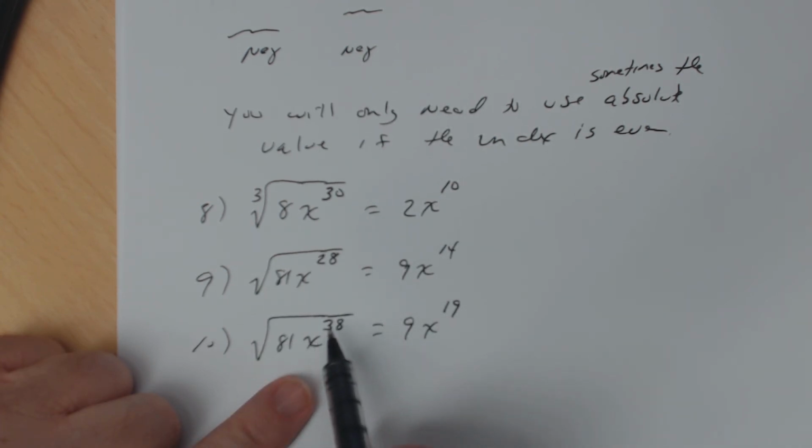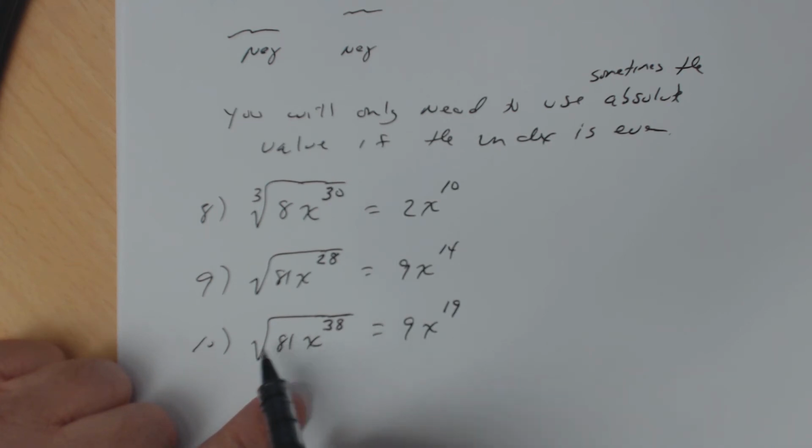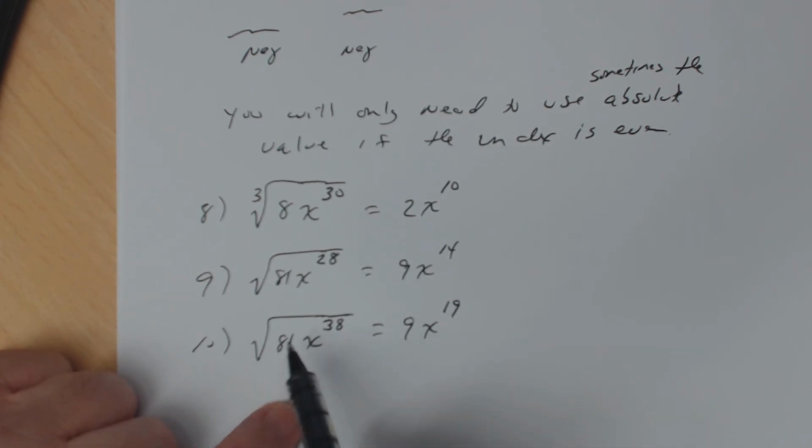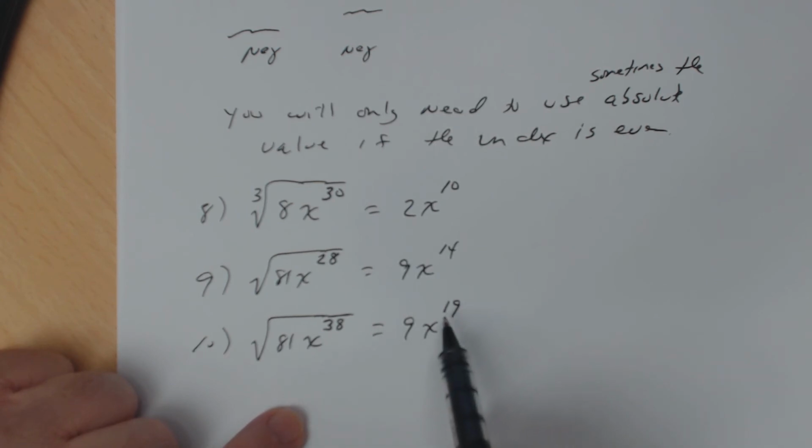A negative number raised to an even power is always going to be positive. A positive times a positive 81 is still positive. The square root of that positive radicand is positive. So whatever x is, this value is positive.